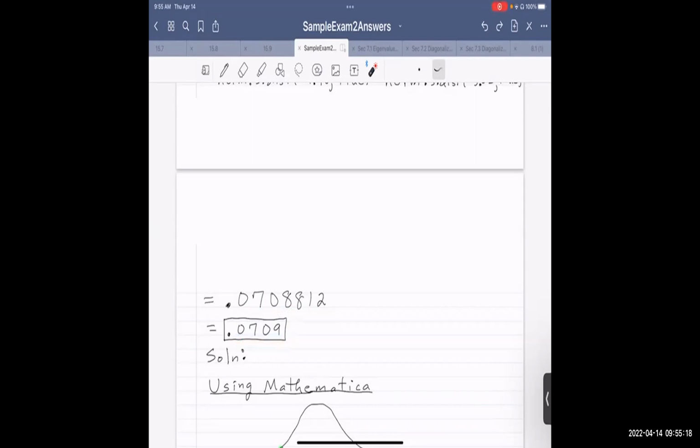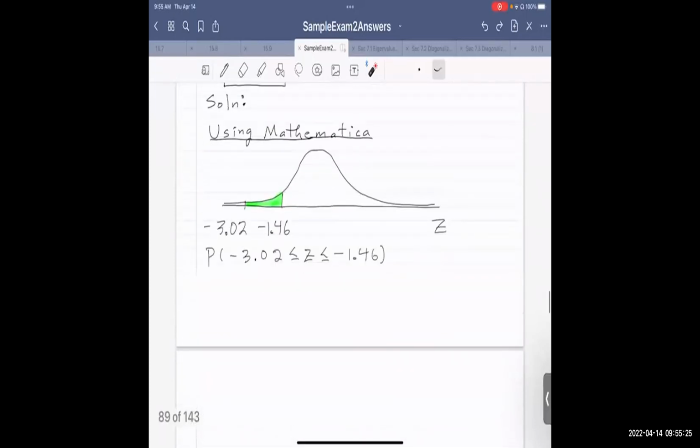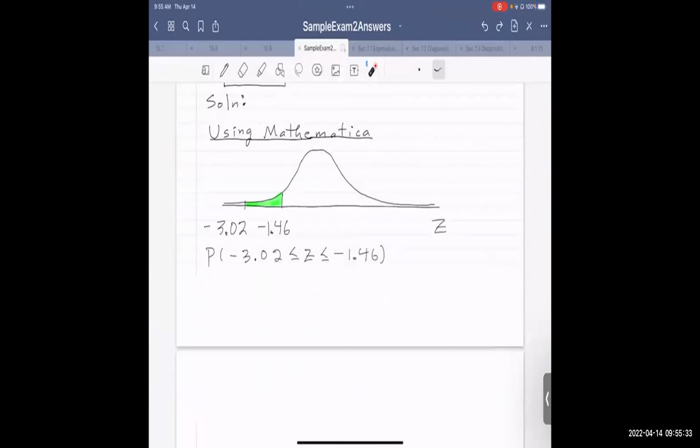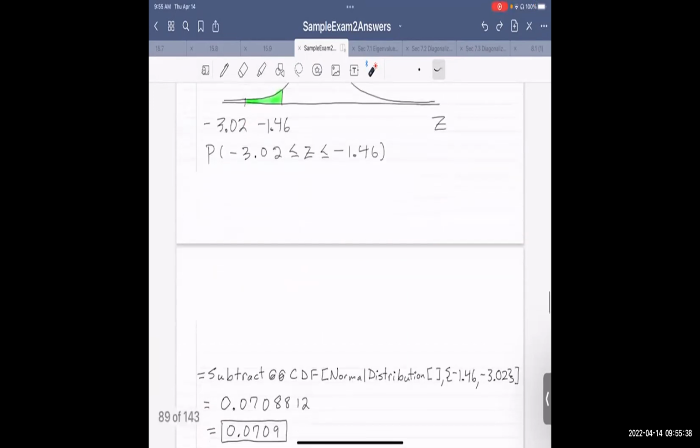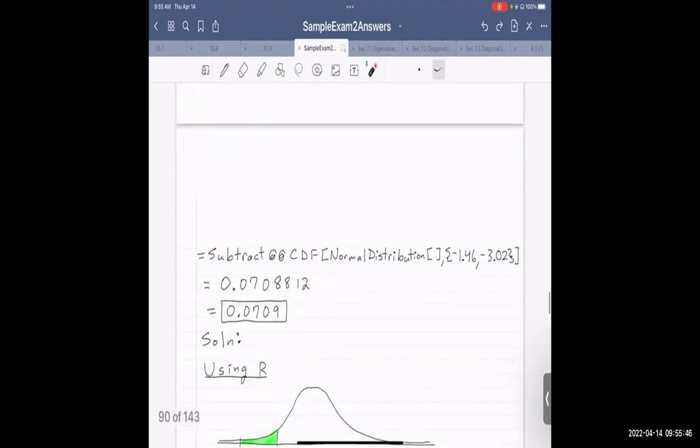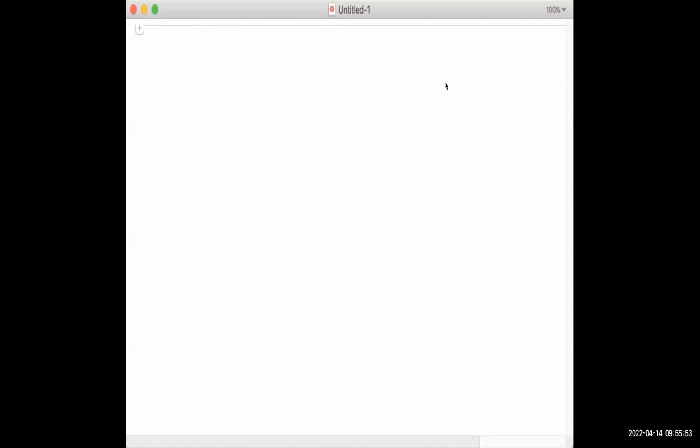I can also do this using Mathematica. Again, I have here my area I want to determine. I want to find the probability that Z is between negative 3.02 and negative 1.46. So let's subtract these two values of the normal distribution. Let me do that using Mathematica.